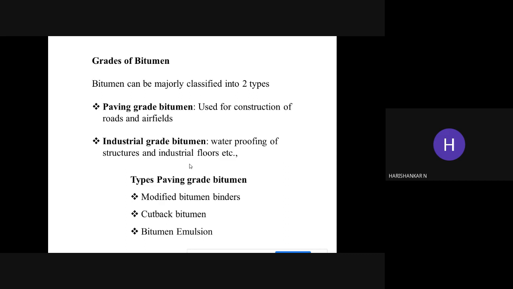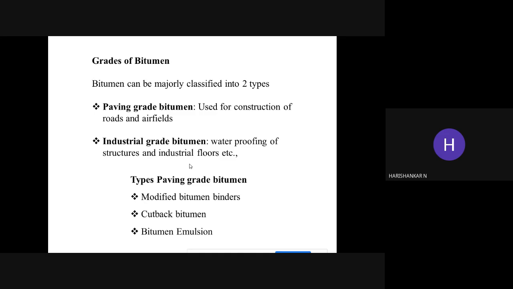But the penetration test alone will not help you predict all the properties of the bitumen, because it has some limitations also. We can categorize the bitumen on the basis of penetration only, and the remaining qualities cannot be determined using the penetration test. So that is a disadvantage. Still, you can grade the bitumens in the range of the penetration test.